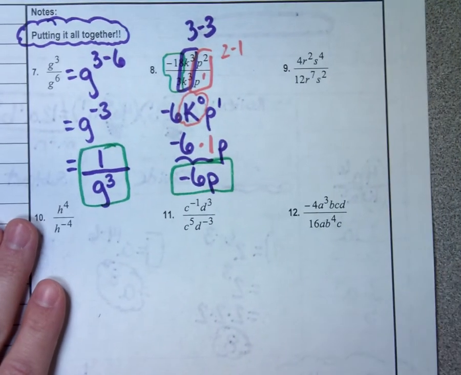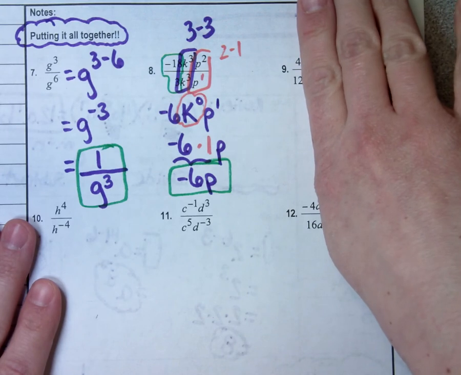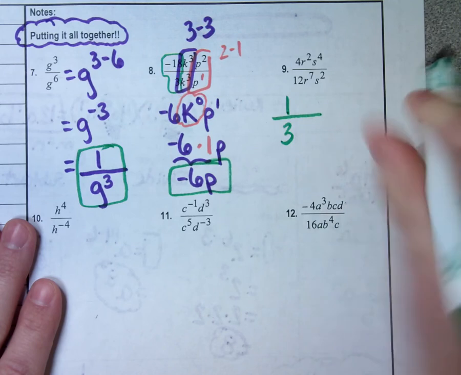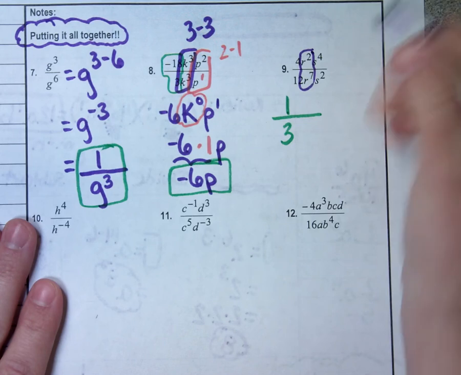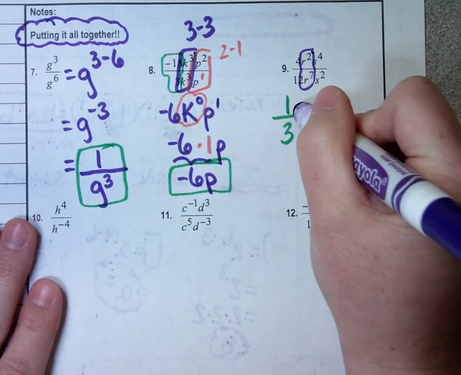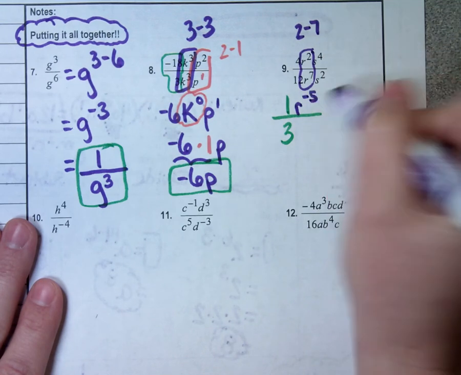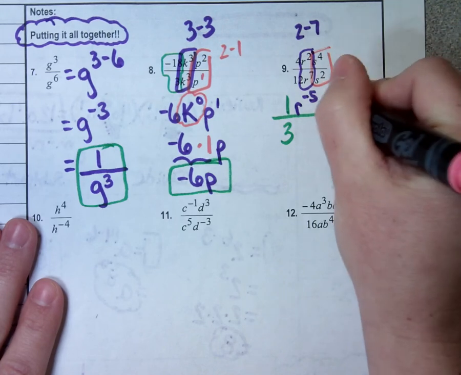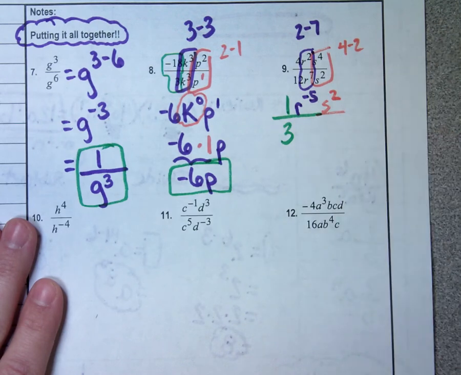Okay, let's try 9. Let's start with our coefficients. So 4 divided by 12. Doesn't divide nice, but we can reduce it. What is 4 divided by 12? 1/3. Okay, so now I'm going to work on my r's. Whenever I'm dividing the same base, I keep that r, and I subtract the exponents. What is 2 minus 7? Negative 5. And then when I go to do my s's, I keep that base, whatever it is, and I subtract my exponents. What's 4 minus 2? 2. Now let's clean it up.